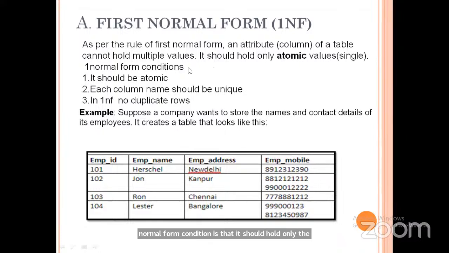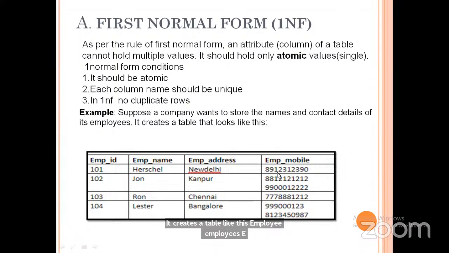That is the condition. What is the first one? It should be atomic. Each column name should be unique. In 1NF, no duplicate rows should be there. Here, if you observe, suppose a company wants to store the names and contact details of the employees, it creates a table like this: EMP ID, EMP name, EMP address, EMP mobile.